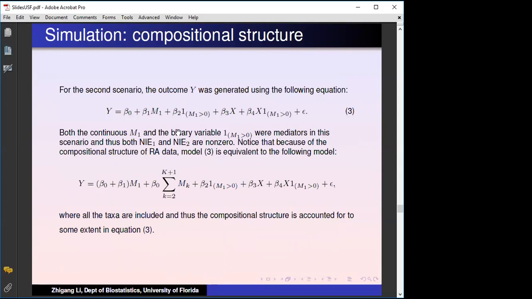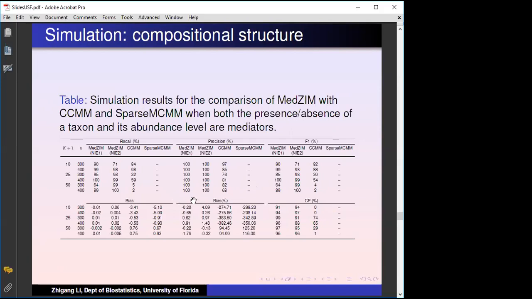And the second scenario considered for this comparison is that we assume there is mediation effect through both routes: through the continuous change of the taxa, the relative abundance of the taxa, and also the binary change of the taxa. So as you can see, M1 is in the model. And this can be rewritten in another form such that the compositional structure can be taken into account in the model.